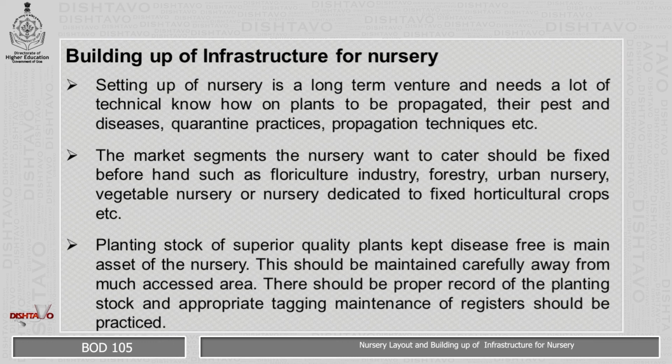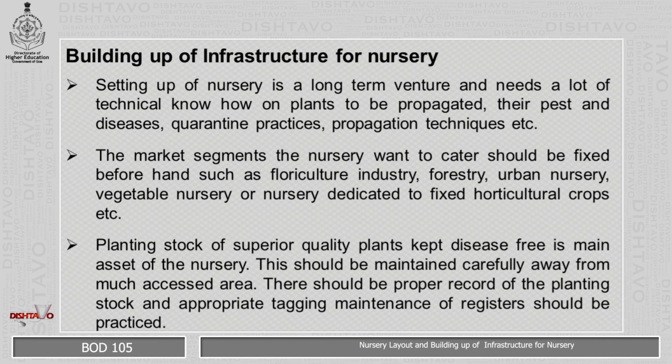The market segments the nursery wants to cater to should also be fixed beforehand, such as the floriculture industry, forestry, urban nursery, vegetable nursery, or a nursery dedicated to a fixed horticulture crop. We have some nurseries which are dedicated only to mango grafting or rose budding. So the technical know-how of such techniques should be available with the person who is making the layout of the nursery, and the infrastructure needed for such a nursery should be planned.